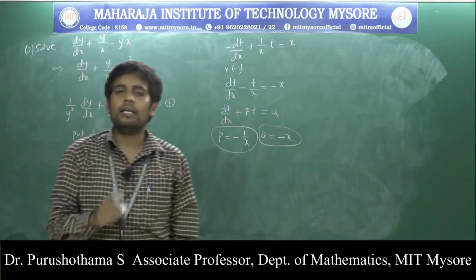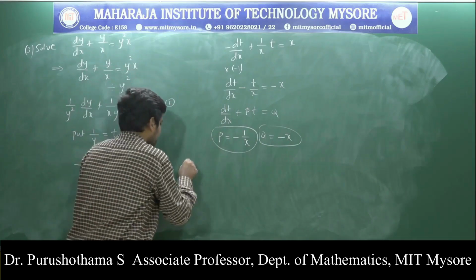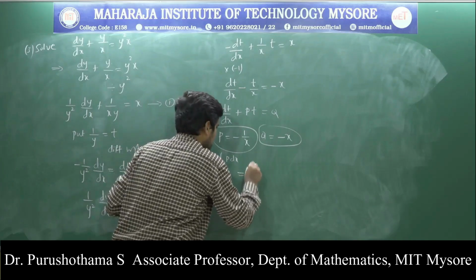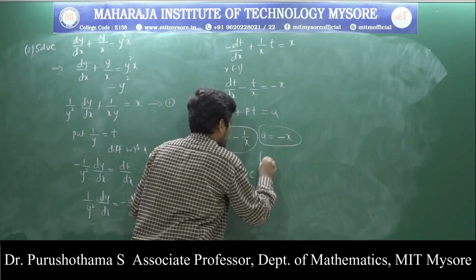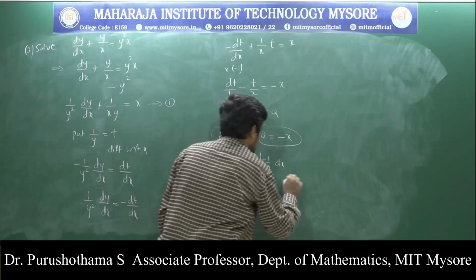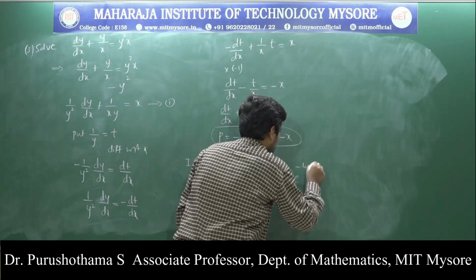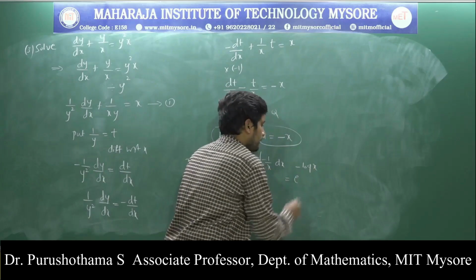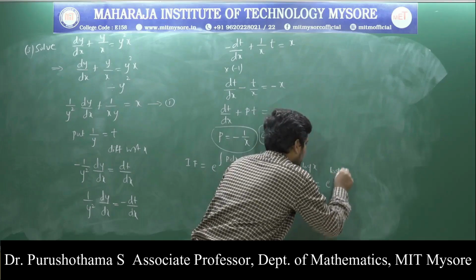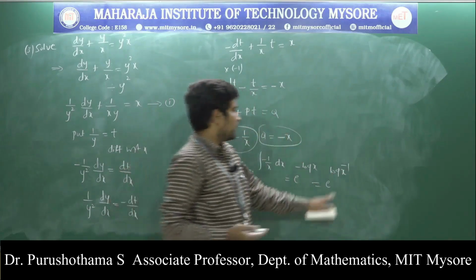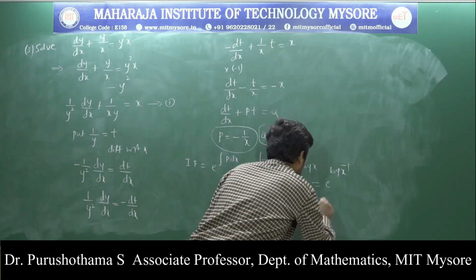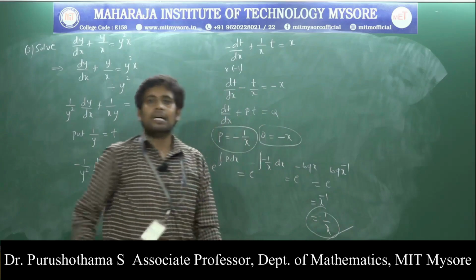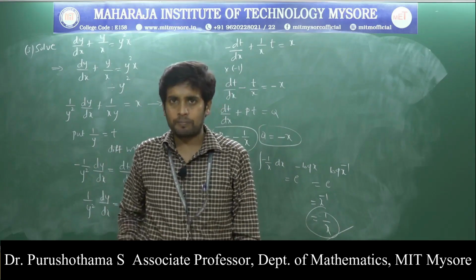Using p, find the integrating factor. The integrating factor equals e power integral of p into dx, e power integral of minus 1 by x with respect to x, which is equal to e power minus log x. E power minus log x is the same as e power log x power minus 1, which is nothing but x power minus 1, equal to 1 by x. So 1 by x is the integrating factor for the given problem.